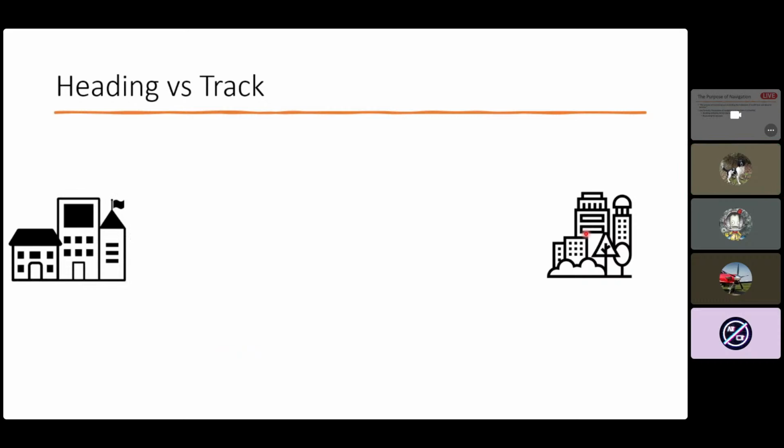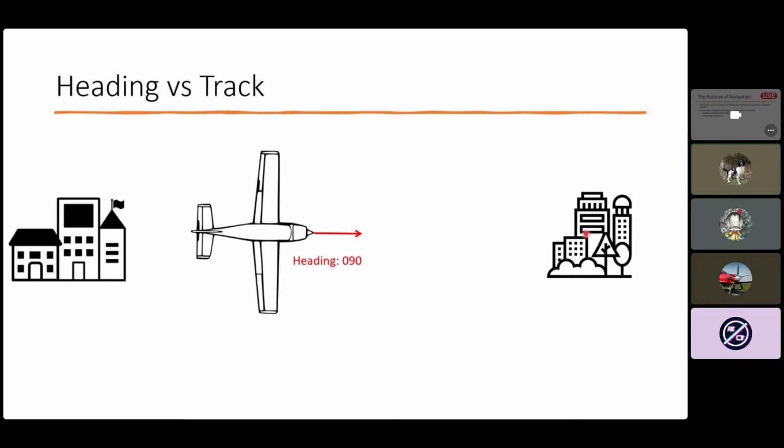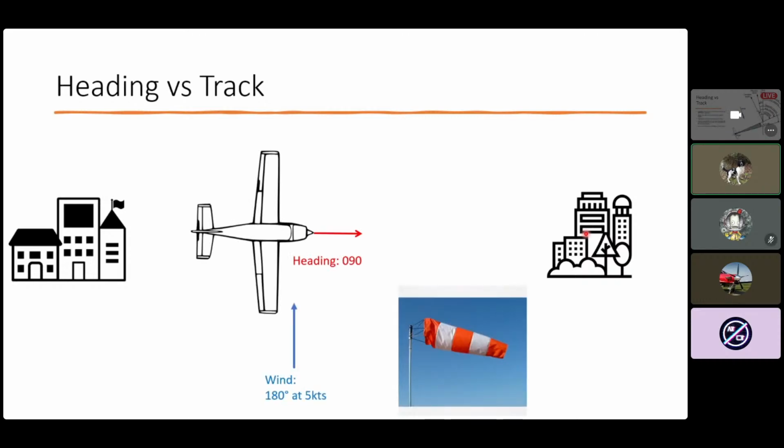Now let's say we take off and go to do the same flight the next day, and we point the aircraft heading 090 again. But this time we've got winds. What's going to happen, do you think?